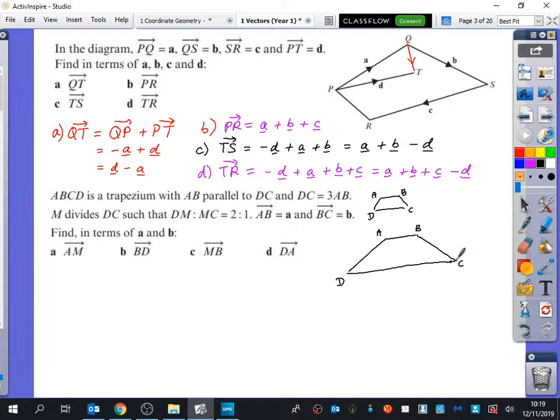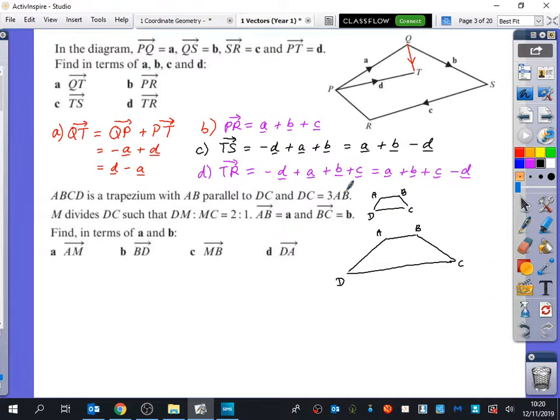Notice when I wrote the letters, I go A, B, C, D. I go around the shape in the correct order of the alphabet. I follow around the outside of the trapezium. And I'll also have made the bottom part of the trapezium 3 times longer than the top part of the trapezium because of this sentence that it says here. It says M divides DC such that DM to MC is 2 to 1.